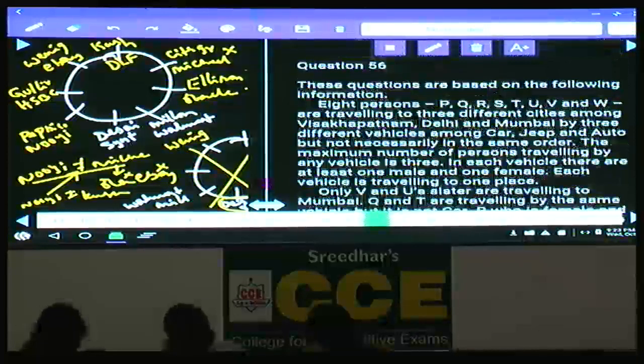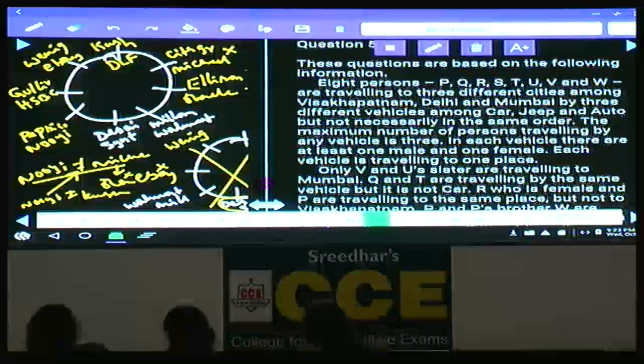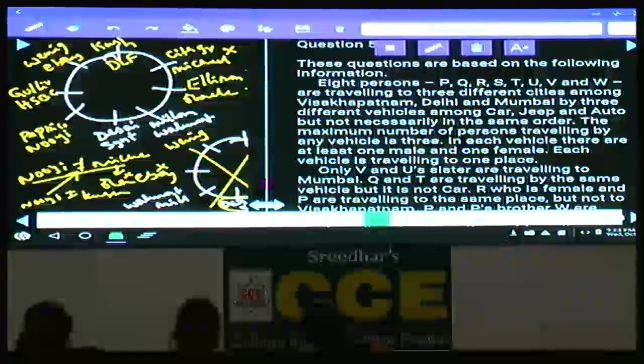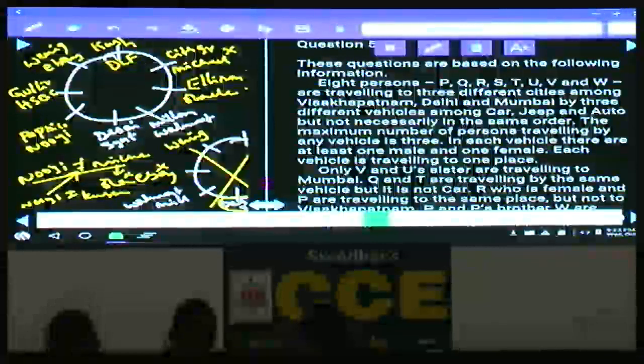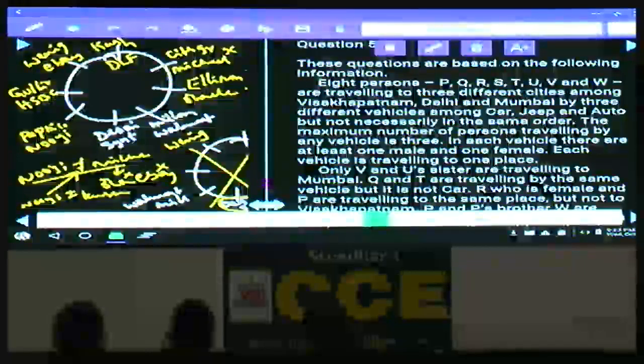Now 8 persons are there, P, Q, R, S, T, U, V and W, traveling to 3 different cities, Visakhapatnam, Delhi and Mumbai, by 3 different vehicles, car, jeep and auto. How many persons are there? 8 persons. How many cities are there? 3 cities, isn't it? How many vehicles are there? 3 vehicles. Hence it comes under which category?